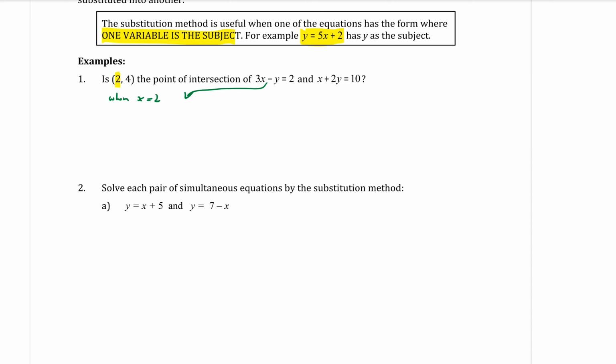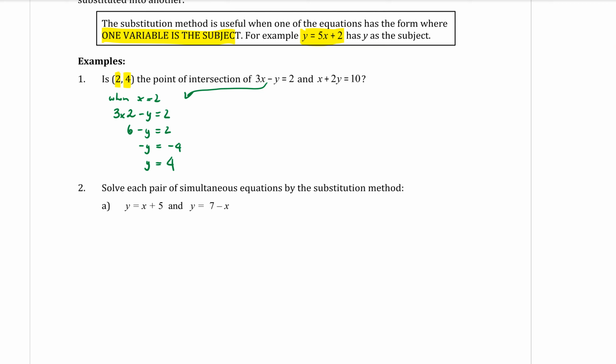I will get 3x becomes 3 times 2 minus y equals 2. And I'm going to solve that to find the y. So 3 times 2 is 6 minus y equals 2. Subtracting the 6, I get negative y equals minus 4. And dividing the minus from both sides gives me y equals a positive 4. Okay, so far that one works because I got the y value, which was 4.